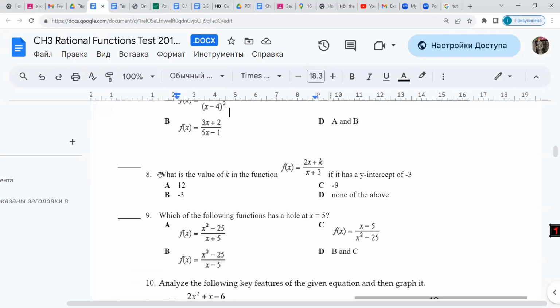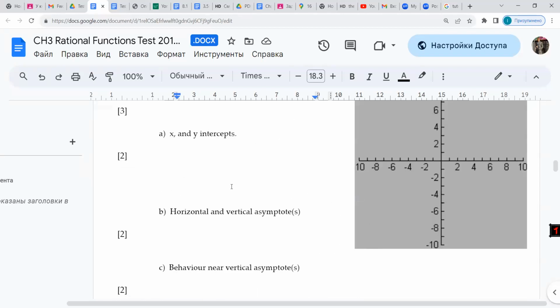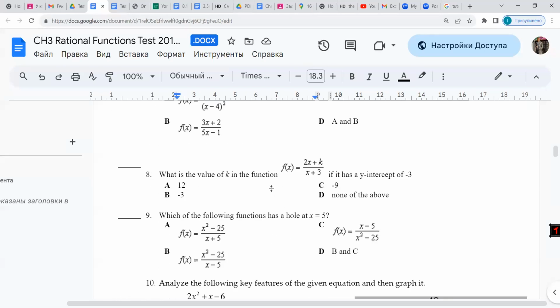Okay, moving on to question 8. What is the value of k in the function f of x equals 2x plus k over x plus 3 if it has a y-intercept of -3? So basically y-intercept means x equals 0, y equals -3, isn't it? We basically have to substitute these numbers into the function to see what k value we are going to get.